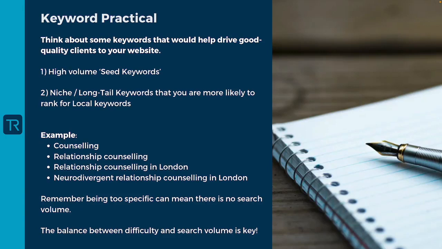In this example, I've picked counselling, relationship counselling in London, and then neurodivergent relationship counselling in London. The fourth one I know is a little bit too specific, but kind of a balance. Yeah, you could do, for example, a page on relationship counselling, you could do a blog on the benefits of couples counselling, then you could have an FAQ page, which is also really good for your SEO. So having a nice kind of list, maybe 10 to 20 good keywords for your site is really helpful.